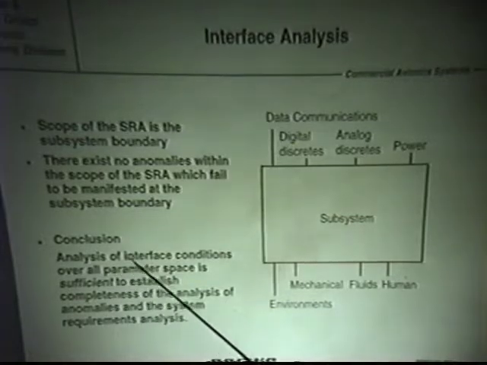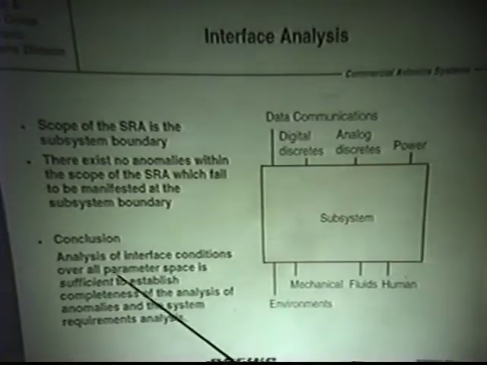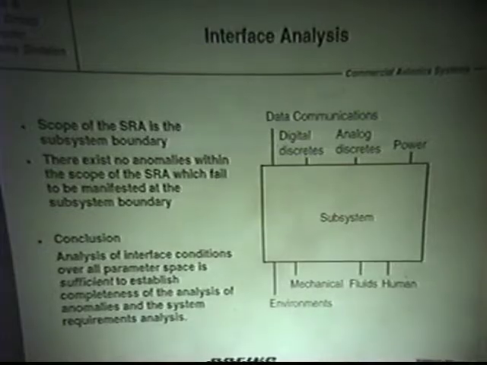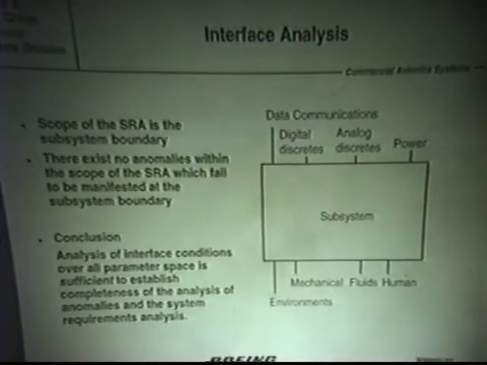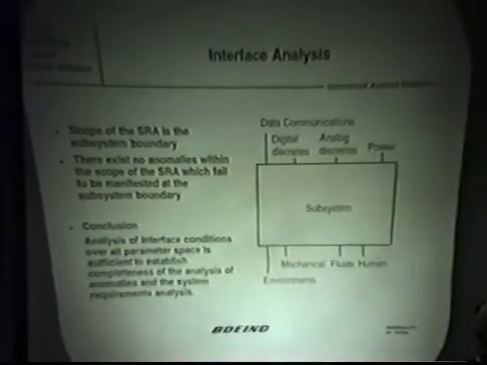And when I analyze the interface conditions over all parameter space, I assert that we will have a sufficient condition for the completeness of the system requirements analysis. And so the rest of what we'll be talking about is what are the interface anomalies for different kinds of interfaces.